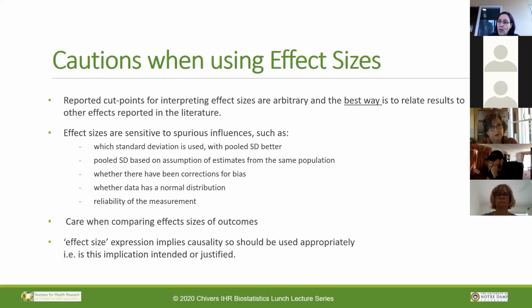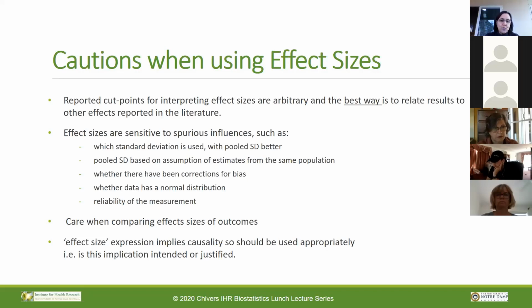There are corrections for bias. Is it something you need to consider in the way you report things? Is the data normally distributed? If not, maybe you need to look at a non-parametric option for effect sizes. And also the reliability of the measurement. The reliability, again, comes back to the variability of measures, and that will have an effect. You also need to have some care when comparing effect sizes of outcomes. Are they comparable? Is it justified to compare them?